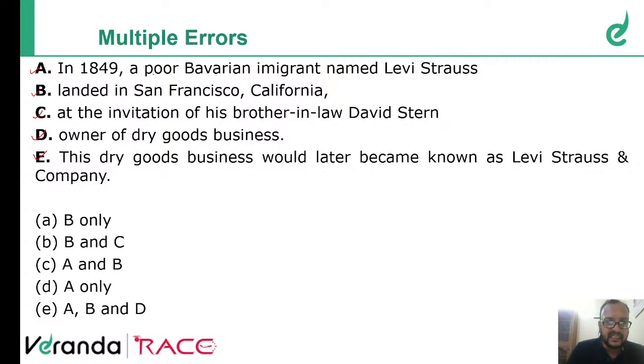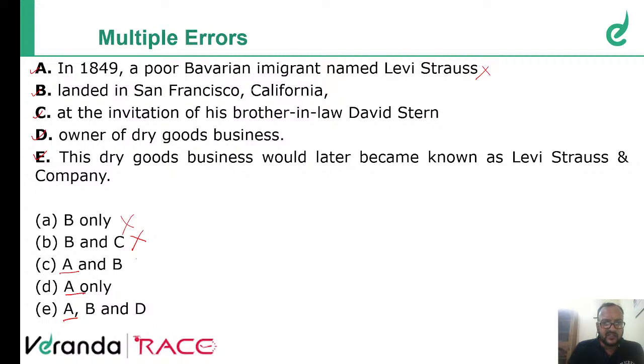So let us read the question. We will first do 4 common error questions, multiple error questions. Then we'll move to the passage, which is a very interesting passage today. In 1849, a poor Bavarian immigrant named Levi Strauss. No error in this. So A is correct, and we have to find the correct options.